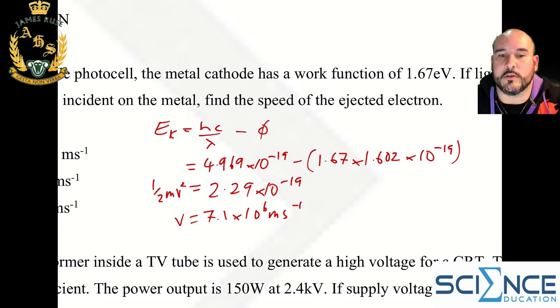In this case here, we use f is equal to c on lambda, so it becomes E_K is hc on lambda minus phi. Plug in some numbers, make sure that we convert our work function to joules. We end up with E_K is 2.29 times 10 to the minus 19 joules. Rearrange that, make v the subject, so multiply by 2, divide by the mass of the electron, square root everything, we end up with 7.1 times 10 to the 6 meters per second as our emitted velocity of the electron.